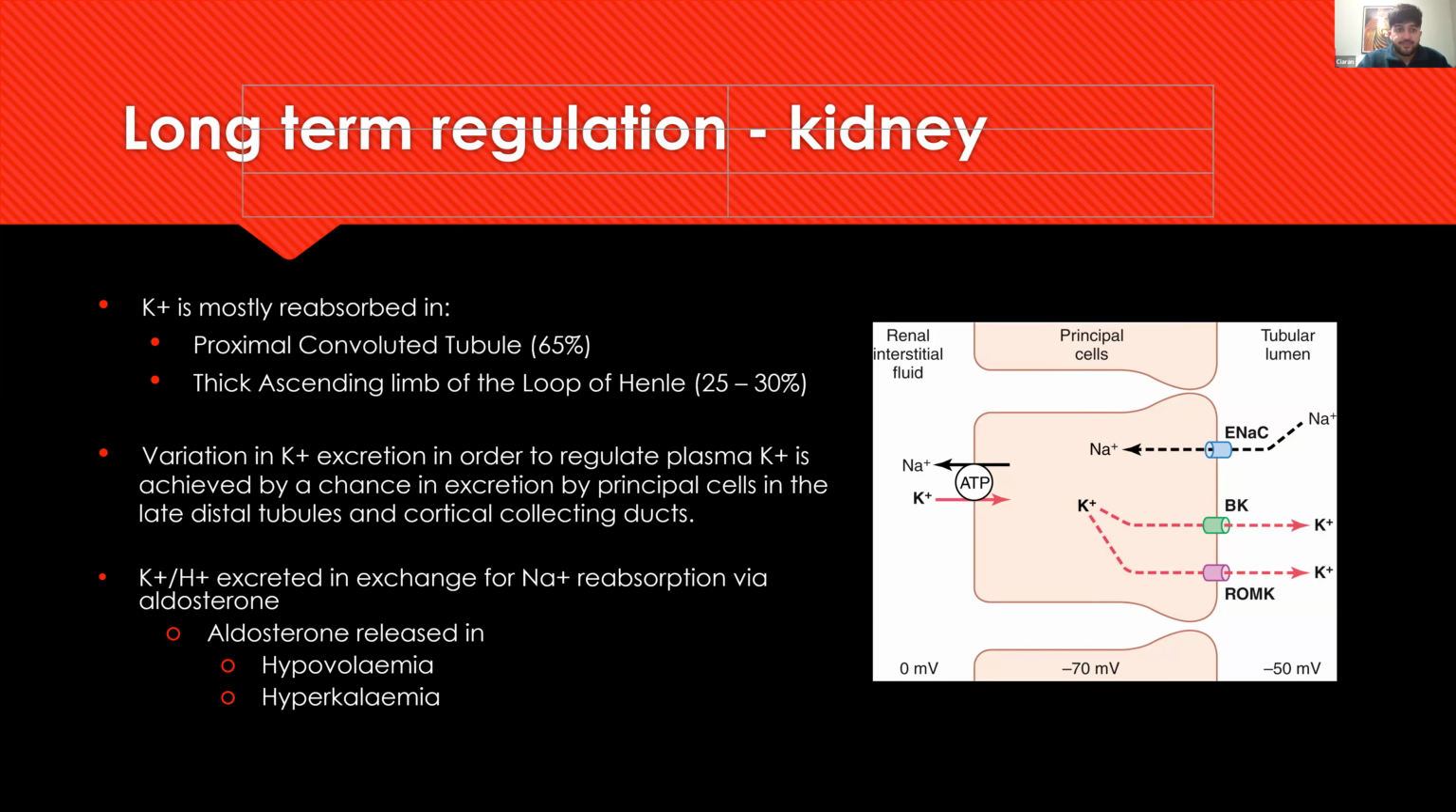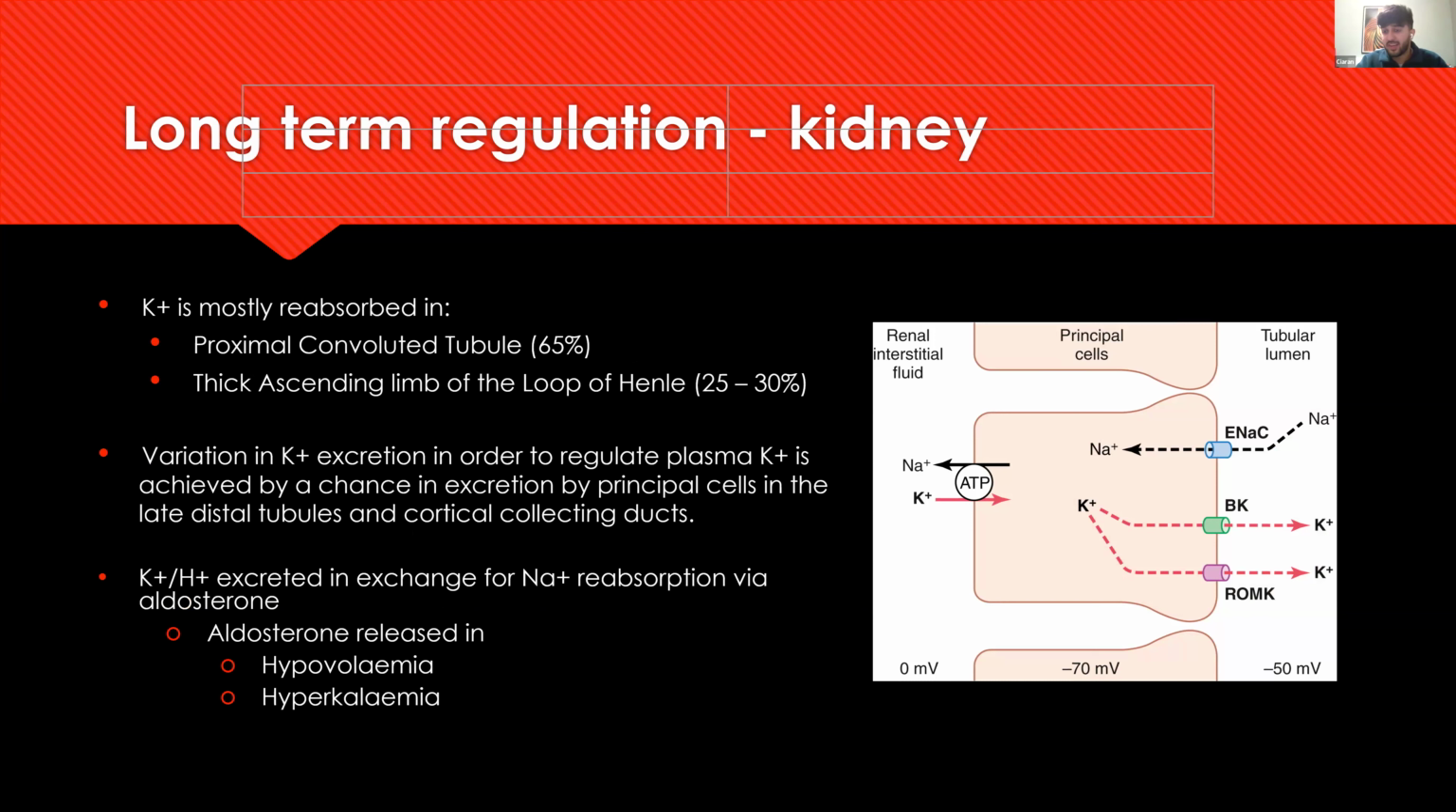Now, in the longer term, the body tries to actively change the potassium status of the body, and that's principally achieved by the action of the principal cells in the late distal convoluted tubules and cortical collecting ducts.